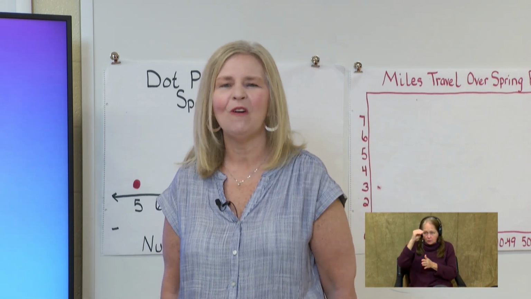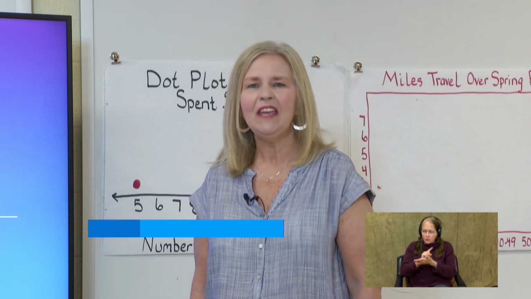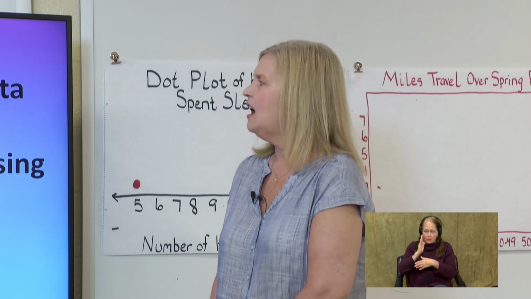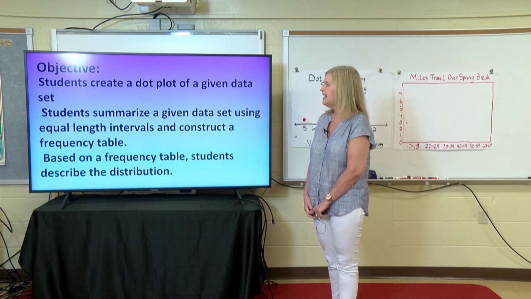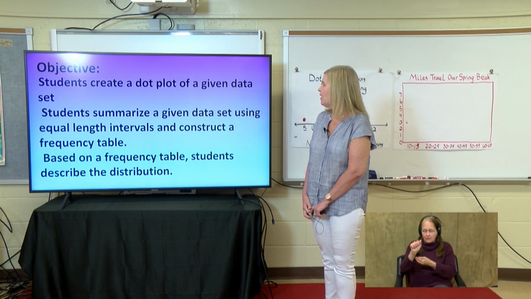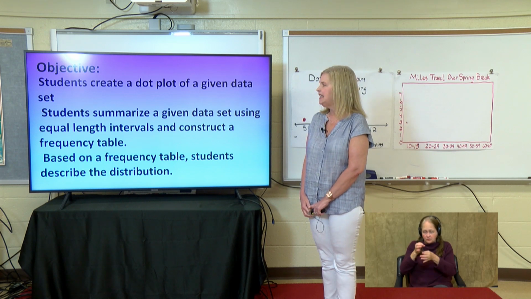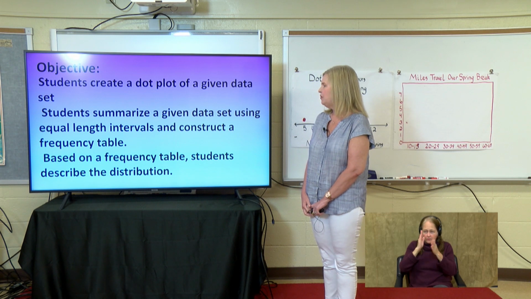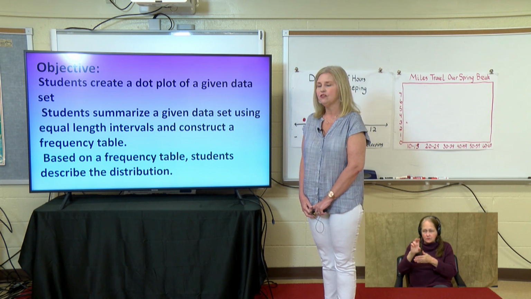I hope you've had a great week, and we are going to talk about dot plots and histograms today. The objective today is students are going to create a dot plot of a given data set. We're going to summarize a given data set using equal length intervals and construct a frequency table. Based on a frequency table, we will then describe the distribution.